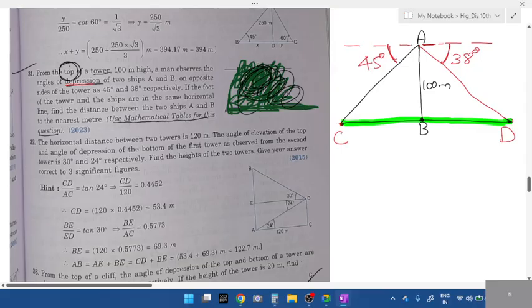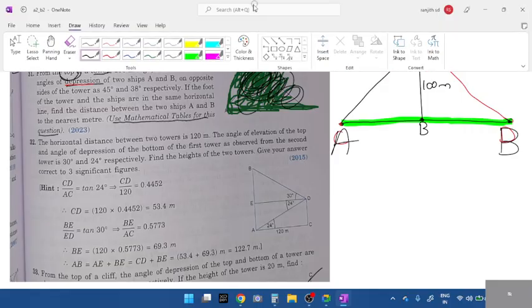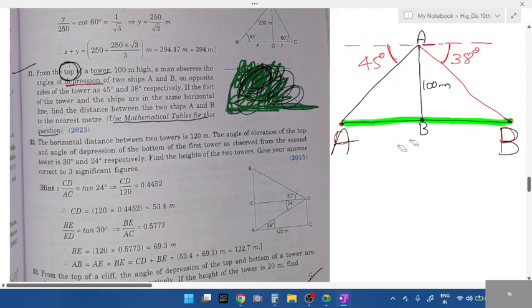Now they have asked us to find the distance between two ships A and B. Let me take this as A, and the other ship as B. You can change it to some other alphabet. You can write X, Y, C, D, P, Q, anything. So these two things, I'll change it, students.